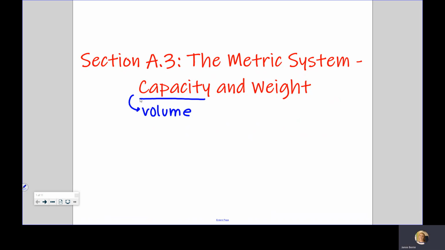So some of the measurements for the metric system are not on your little conversion sheet, so I wanted to write them down here. So this is going to be some conversions to add to your conversion sheet.